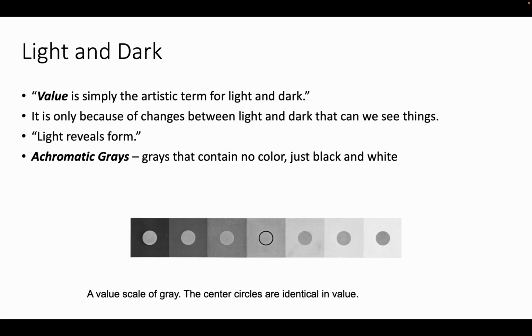Achromatic grays is simply a term that refers to no color value or no color gray. Whenever we see chroma, we mean color. Whenever we put an A at the front of something, we mean it is absent of it.